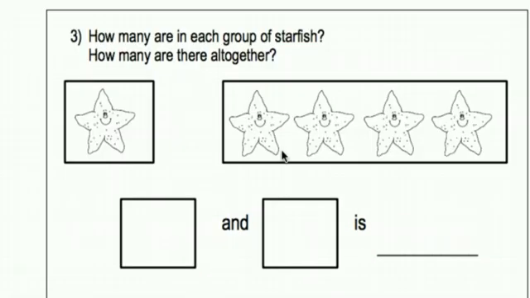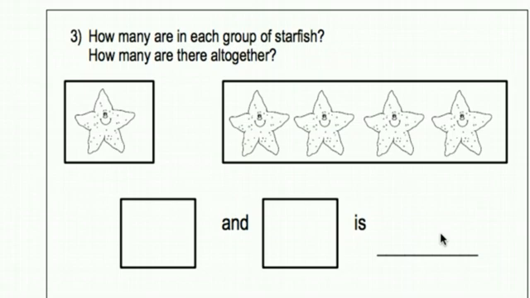Now it's time for you to peel your page back. And on the back of the page that we just worked with, you can see something that looks like the picture here. You should see starfish, squares, and also at the top you should see the number 3. The question reads, how many are in each group of starfish? How many are there altogether? You need to put your answers here to express your thinking.